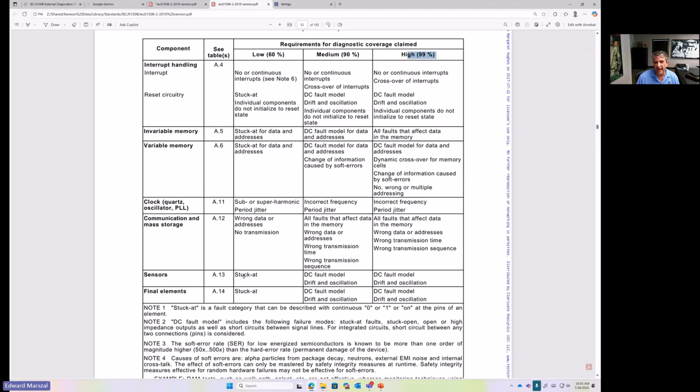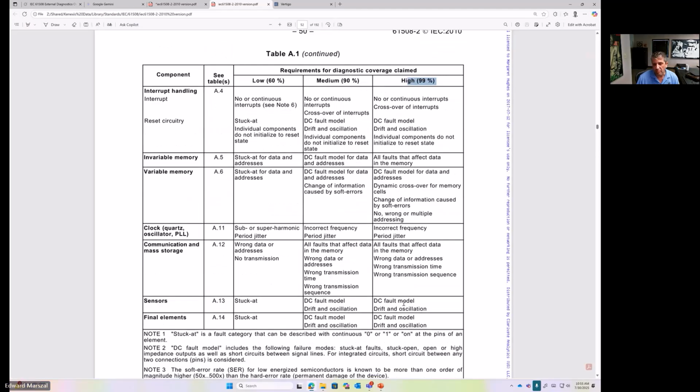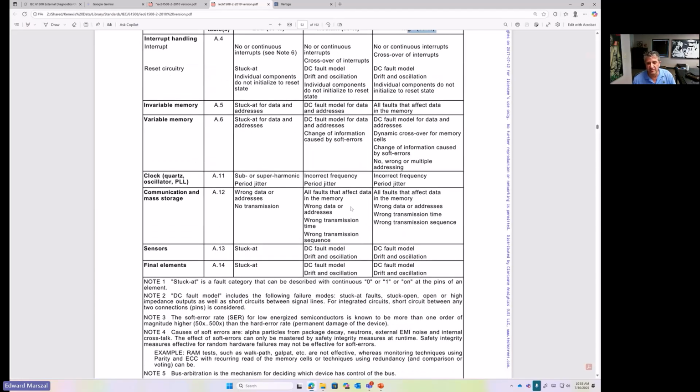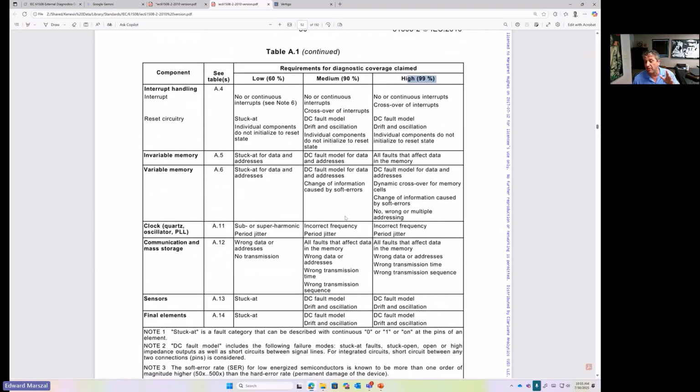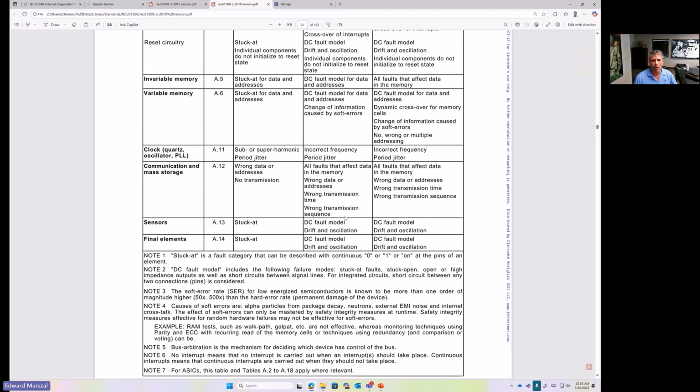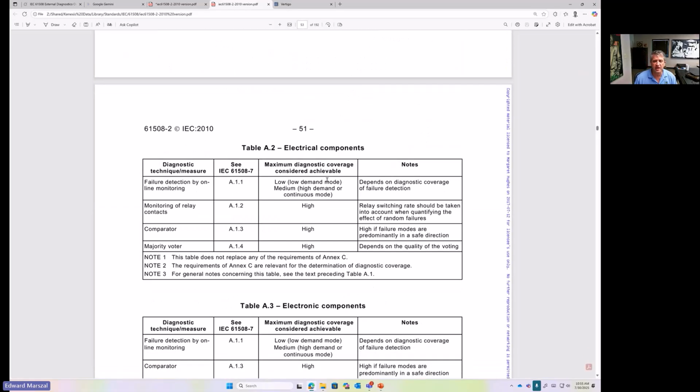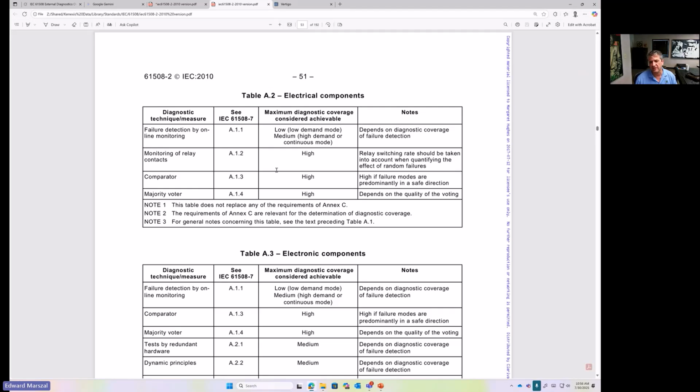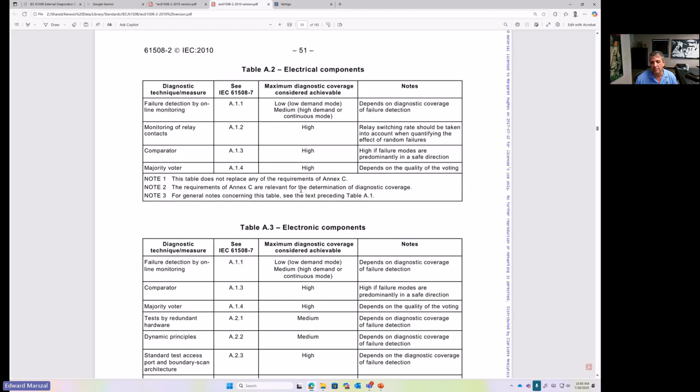So, stuck at will be detected at low, and then DC faults and drift and oscillation will only be detected at the different failure modes. So really good reading here. Table A1 just kind of gives you an overall feel for what are the tests and how much credit can we take for them, and then when you get to the balance of the tables, now you start looking at specific pieces of equipment. So for electrical components, these are the diagnostic techniques in the left-hand column, and then the maximum coverage available.